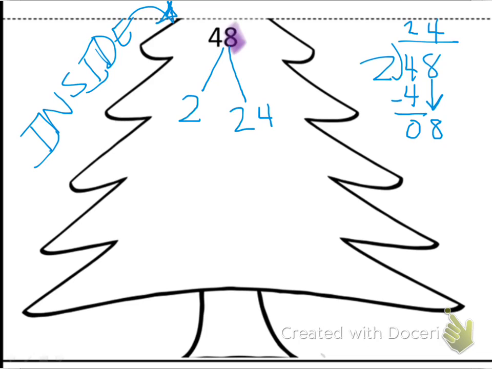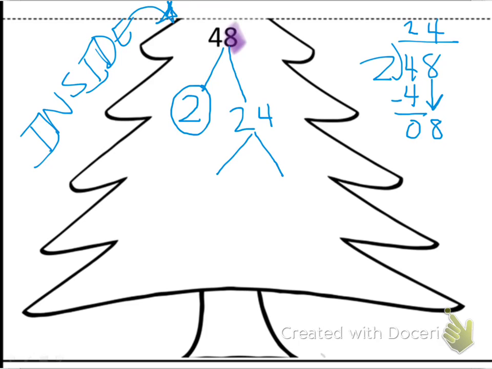Step 2 is if one of the factors is prime, we need to circle it. Is 2 prime? Yes, 2 is a prime number, so I'm going to circle that. Now is 24 prime or composite? It's not prime, so it must be a composite number. Alright, let's go on to step 3 then. If the factor is not prime, continue down that branch of the tree until you reach a prime number. Alright, we're going to continue down this branch of the tree.